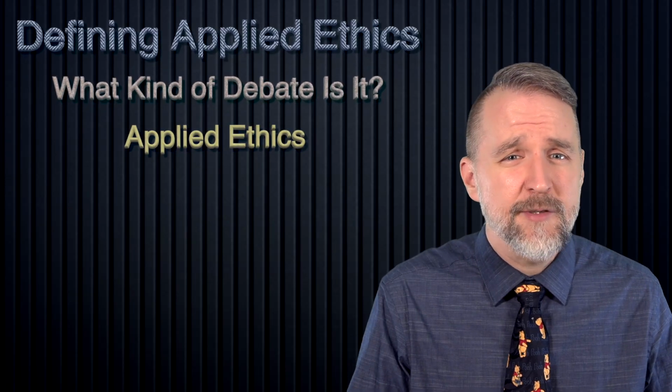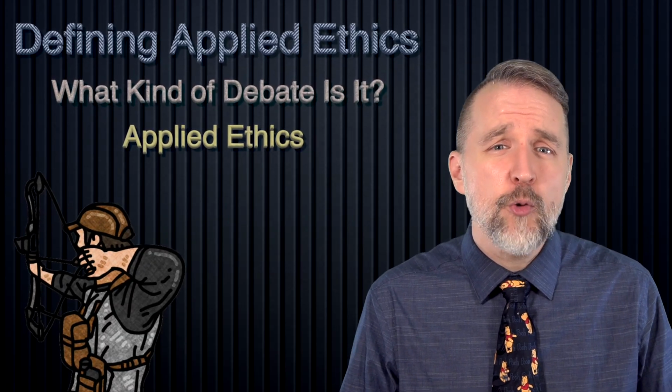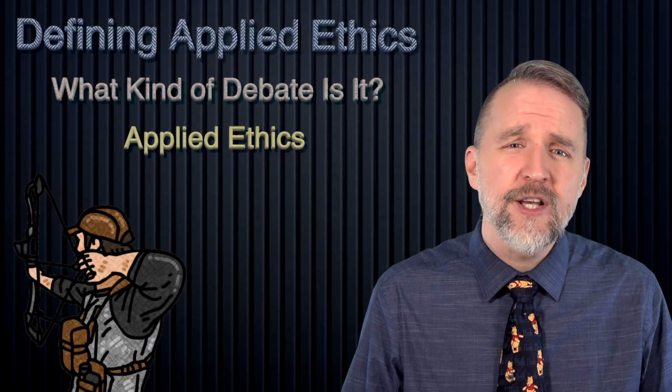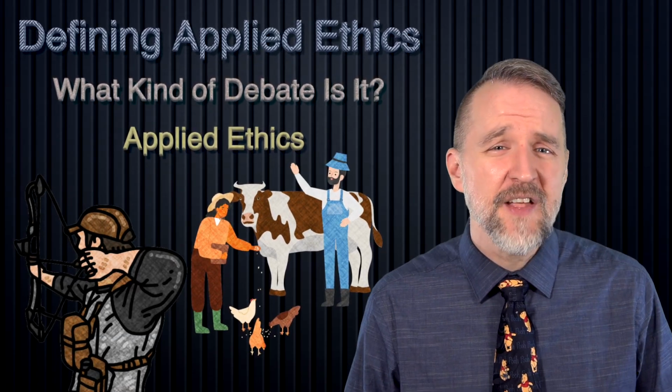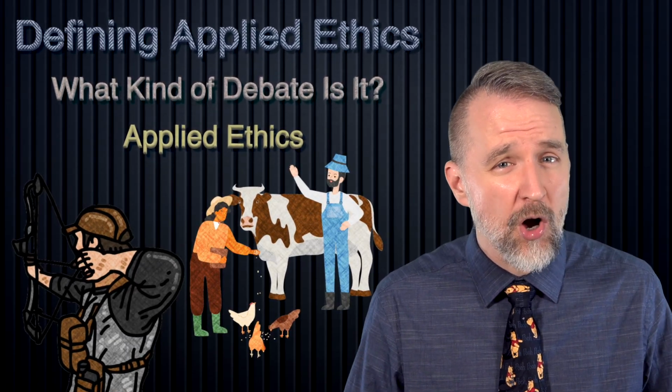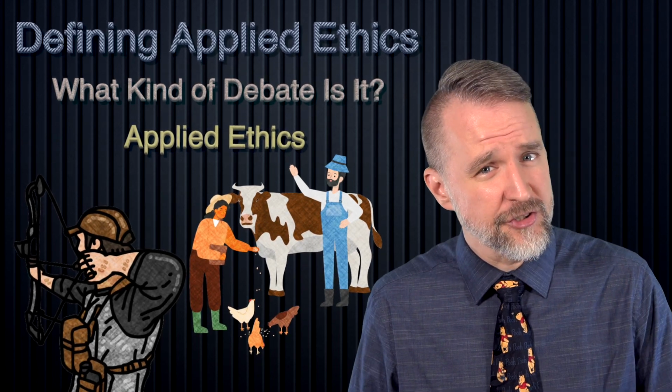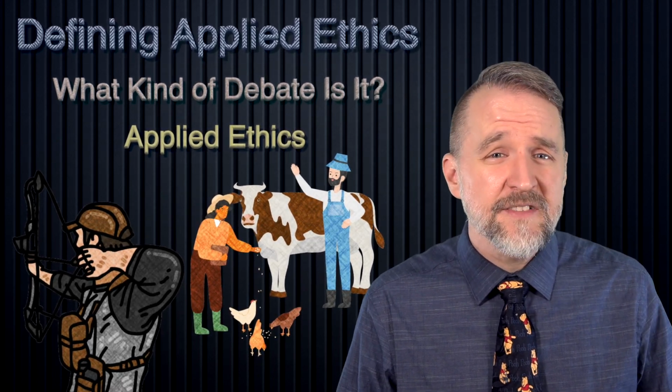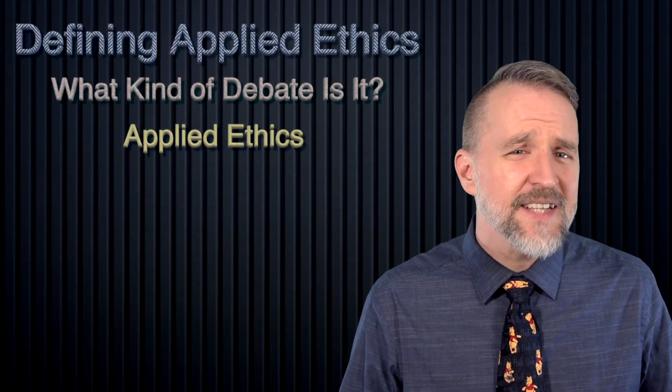For instance, is it acceptable to hunt for sport? And what are the appropriate conditions, if any, in which we can raise animals for meat? And to the extent that we think some of these things might be morally wrong, these issues require practical solutions, such as changing individual practices or communal policies. But that's kind of the problem.